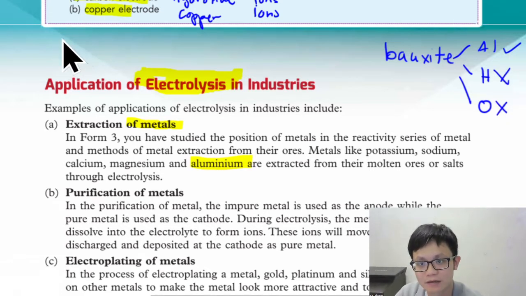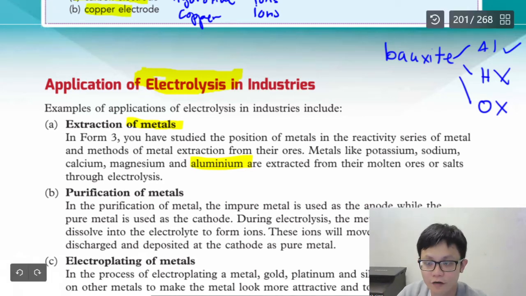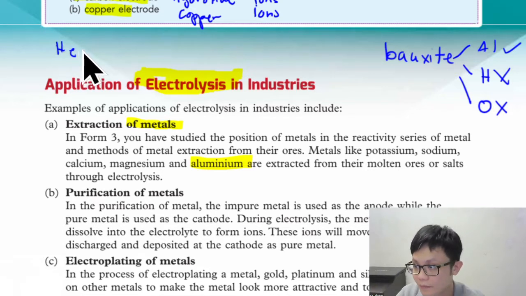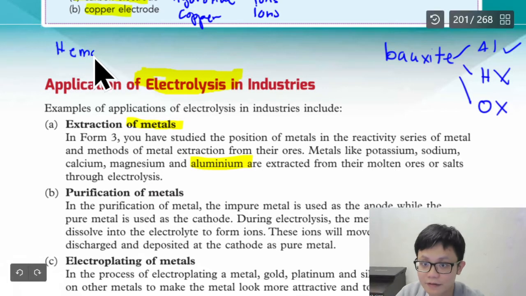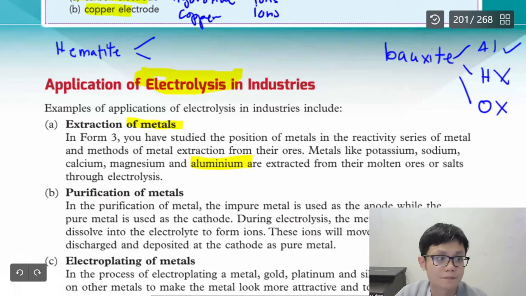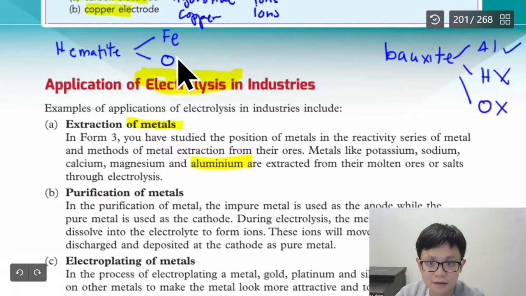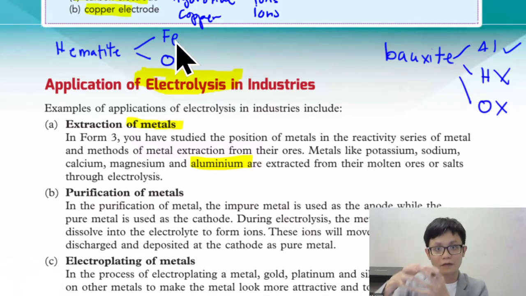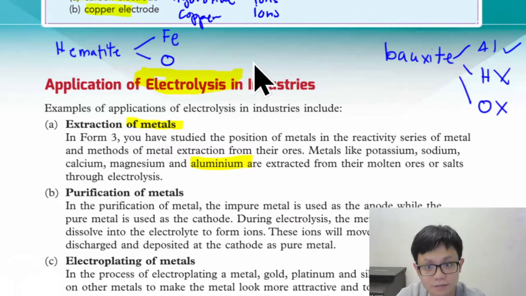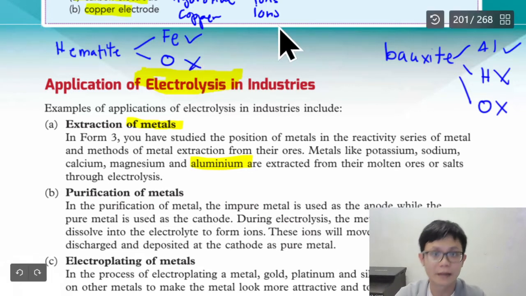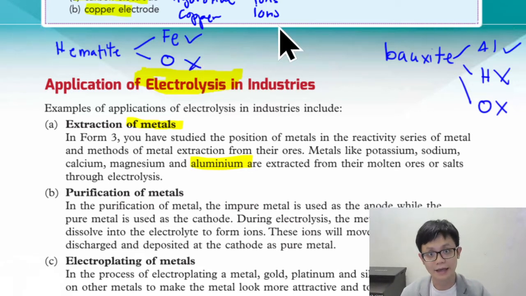Or for example, iron. The iron ore, we call it hematite. If you still remember, what is hematite? It's called ferrum oxide. It's like a stone, but we don't want the stone, we just want the ferrum, we don't want the oxide. So by using electrolysis, we can extract the metal.